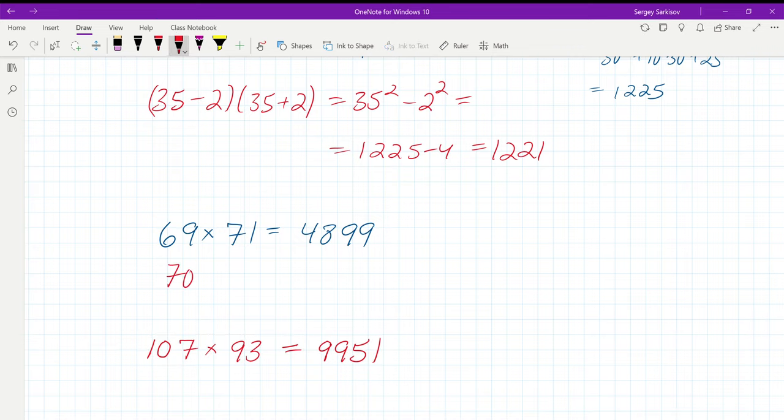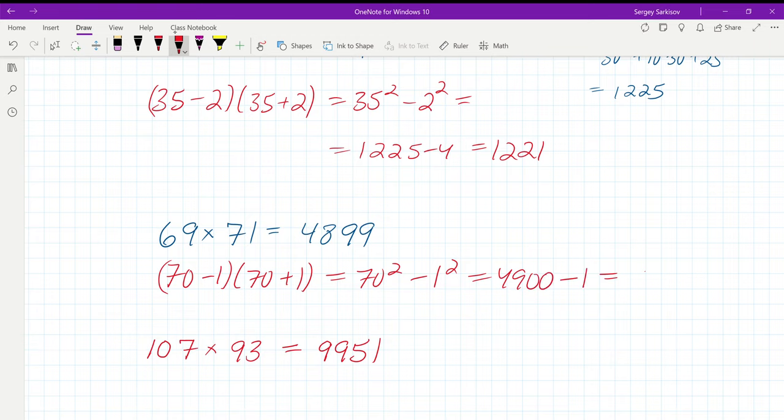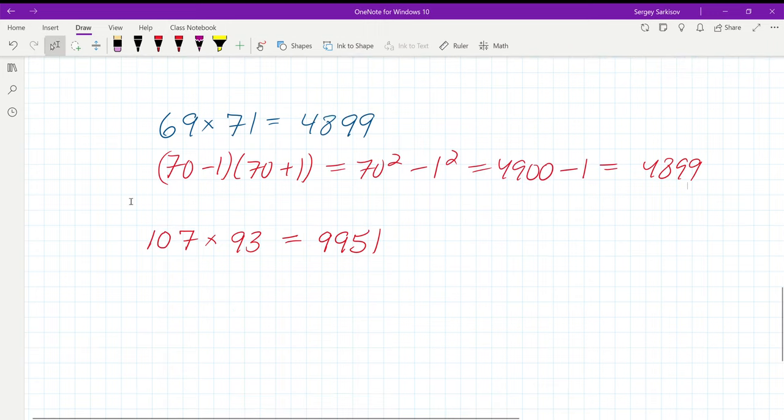So this is 70 minus 1, 70 plus 1. I explained how I got this one, which is going to be 70 squared minus 1 squared, 4,900 minus 1 equals 4,899. Okay, that's good. And then the last one, let's make sure we have a better color on that. We'll stop right after this example. So that was this color here.